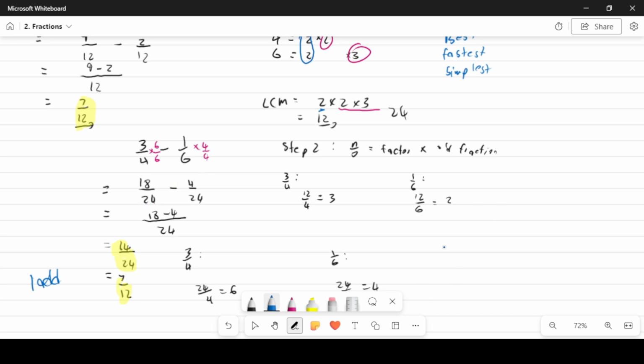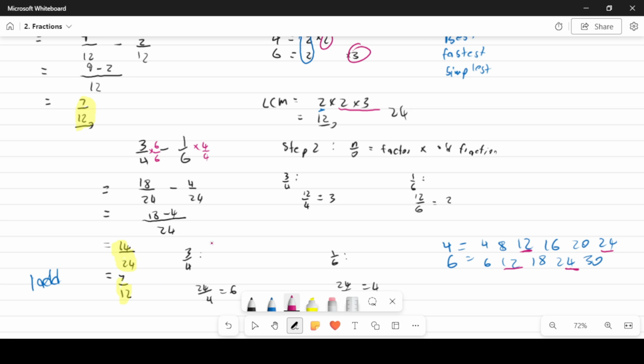And this is why, if you did the longer format way, when we did the LCM, for 4 we looked at the multiples of 4: 4, 8, 12, 16, 20, 24. And for 6, it's 6, 12, 18, 24, 30. So here, 12 and 24 are both common multiples of 6 and 4. However, which is the lowest? 12.